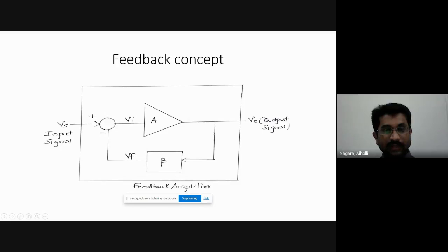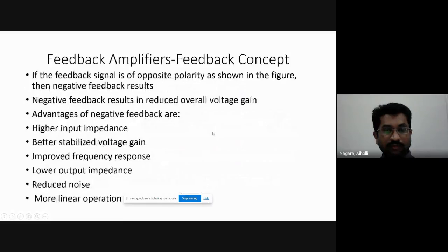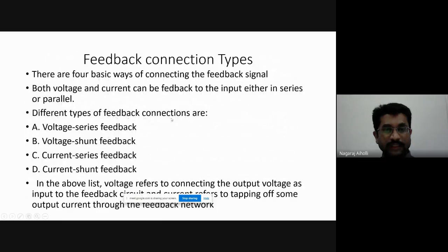Depending on this, there are four types of feedback connections, or feedback topologies. One is voltage series feedback, second voltage shunt feedback, third current series feedback, and fourth current shunt feedback. These are the four basic feedback connection types: voltage series, voltage shunt, current series, and current shunt feedback circuits.